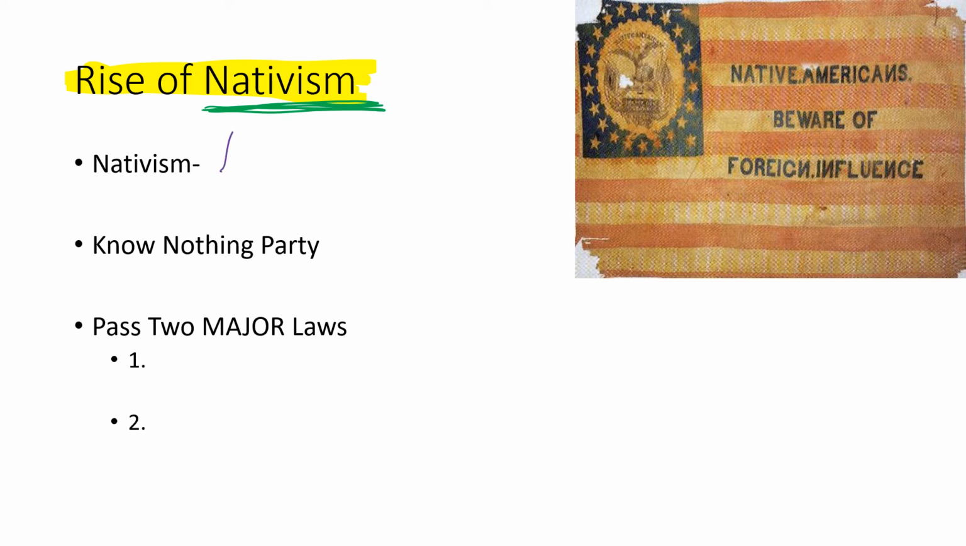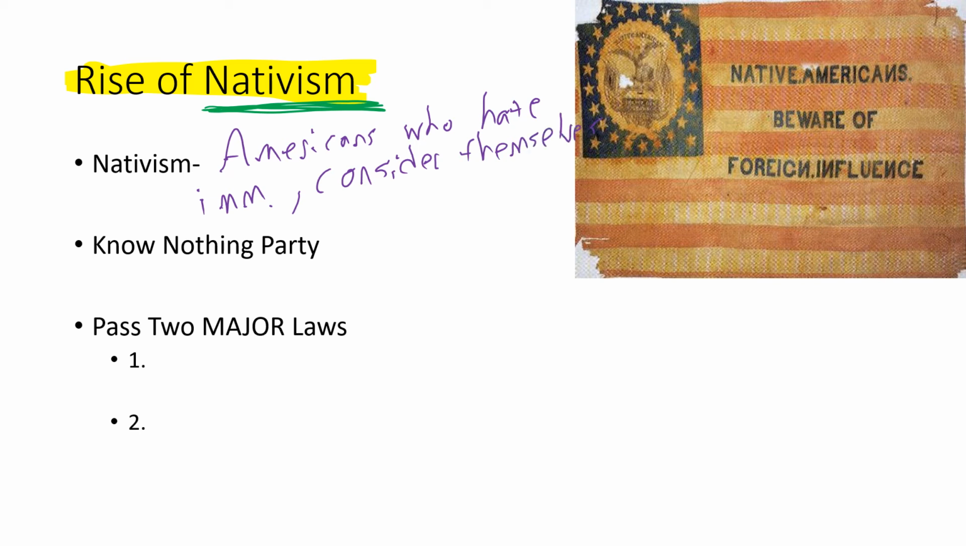Nativism were Americans who hate immigrants. And let's put down that they consider themselves native to the U.S. All right, so natives, like I said, they're these American citizens. They don't like immigrants, and actually, these natives consider themselves to be Native Americans. Now, we're not talking about Native Americans, but we're talking about like they were native, they were from here. But what's funny is most of these natives were not really from here. They were immigrants as well, and they're really going to focus in on hating the new immigrants.